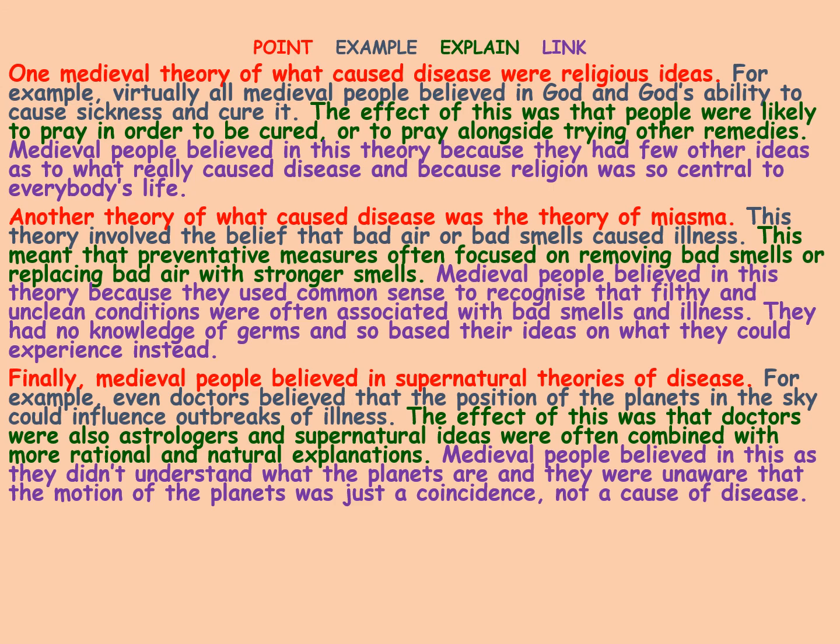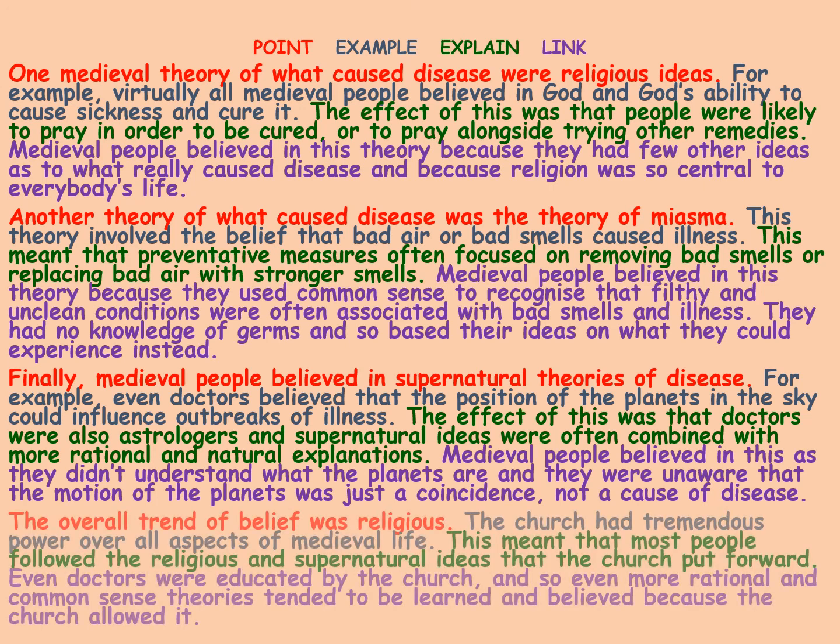For example, even doctors believed that the position of the planets in the sky could influence outbreaks of illness. The effect of this was that doctors were also astrologers, and supernatural ideas often combined with more rational and natural explanations. Medieval people believed in this as they didn't understand what the planets actually are, and they were unaware that the motion of the planets was just a coincidence and not a cause of disease. I guess what I mean by that is that if they noticed the position of the planets and something bad happened, they would assume that correlation was causation, and that's not really the case, is it?